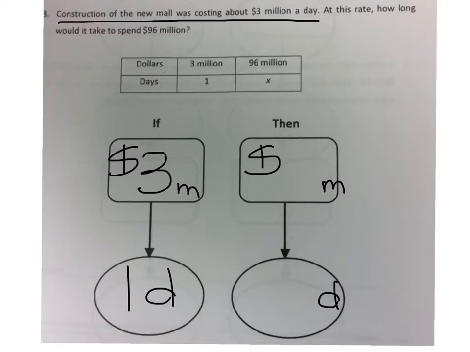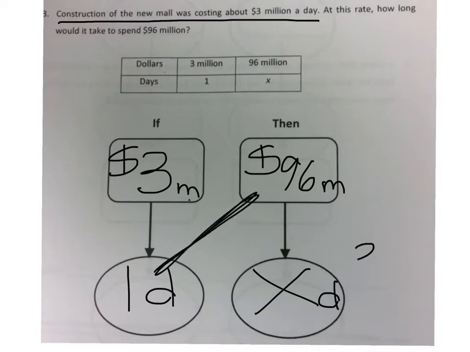The question says, how long would it take to spend 96 million? How long, we don't know the days, to spend 96 million. That would be the other number. Okay, we can go ahead and multiply the numbers diagonally and then divide by 3, which is 32.